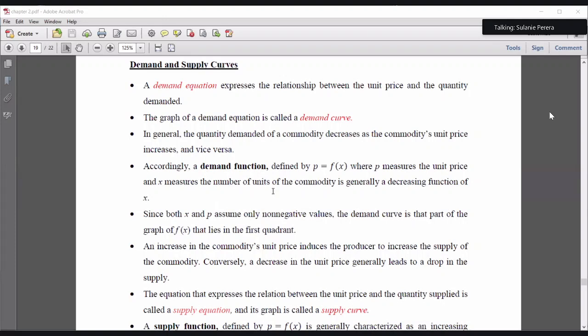So you all know when the unit price increases, as in fuel, fuel prices have drastically increased now. So when the fuel prices increase, the demand for fuel will decrease.